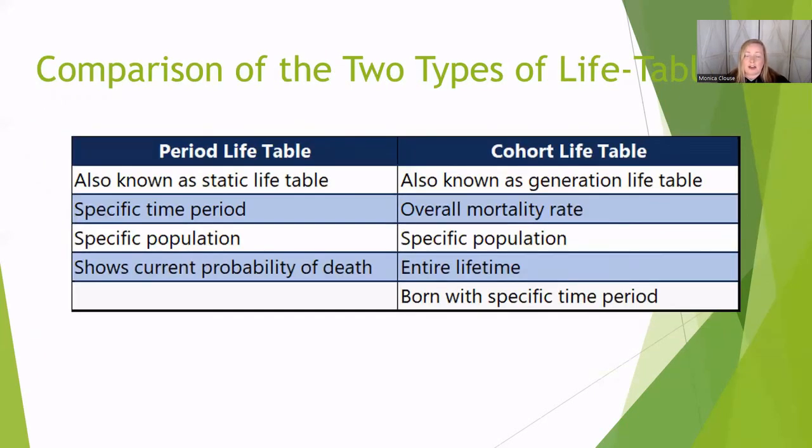Here is a comparison of the two different types of life tables. The period life table is also known as a static life table, and it looks at a specific time period for a specific population, and it shows the current probability of death. The cohort life table, also known as a generation life table, looks at the overall mortality rate of a specific population for their entire lifetime, and it looks at people born within a specific time period.